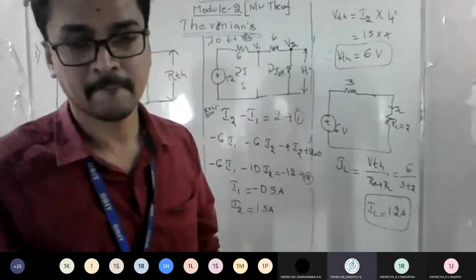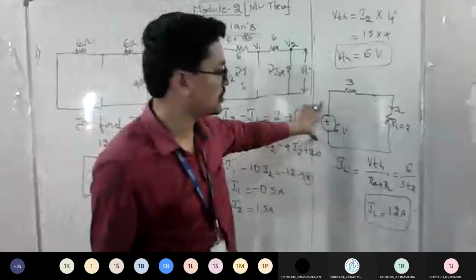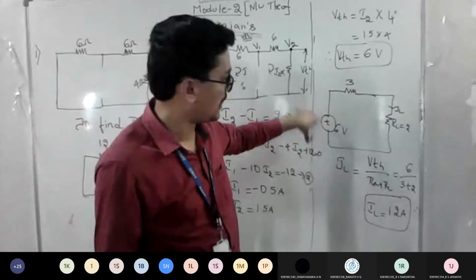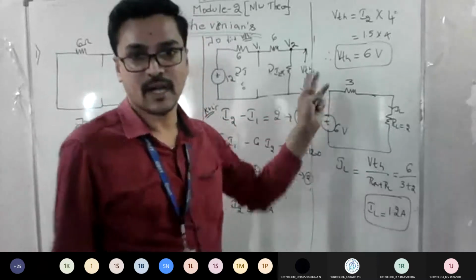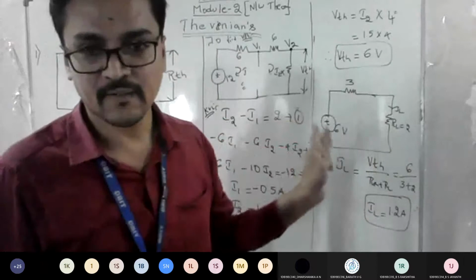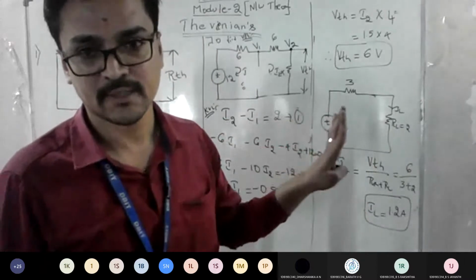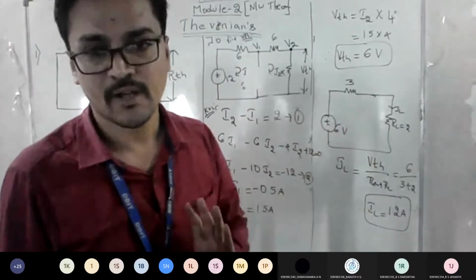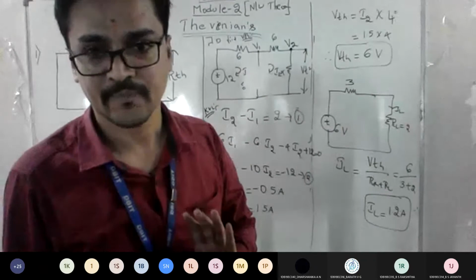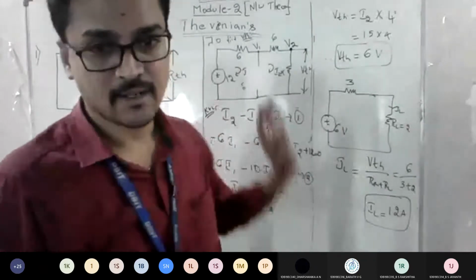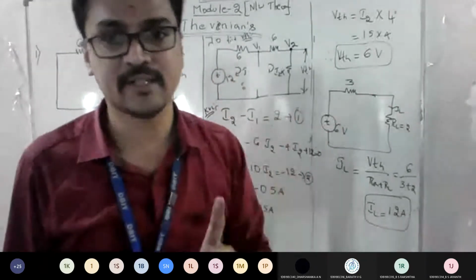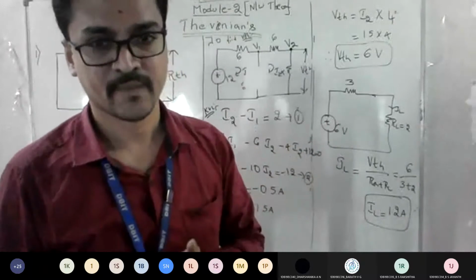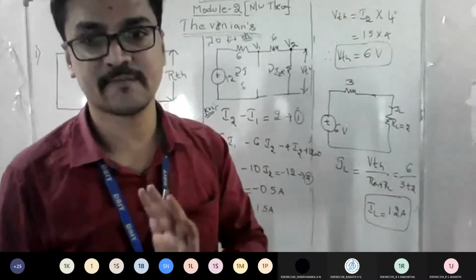Am I clear? Yes, sir. So whatever answer you got for R Thevenin and VTH, apply source transformation and convert that voltage to current, and that becomes your Norton's theorem. But if the problem asks you to obtain Norton's theorem for the given network, the procedure is different. The answer will be the same, but the procedure is different.